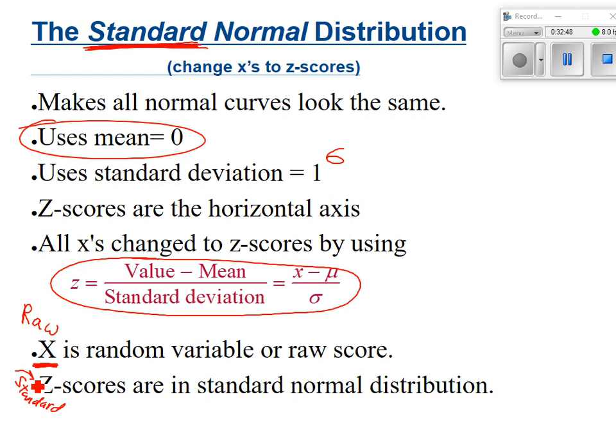So all the standard normal distribution is you taking all the raw scores and changing them into some standard z-score. So you're taking whatever the scores are, whether it's a weight of a person or whatever it is that we're dealing with, and you're changing them all into z-scores.